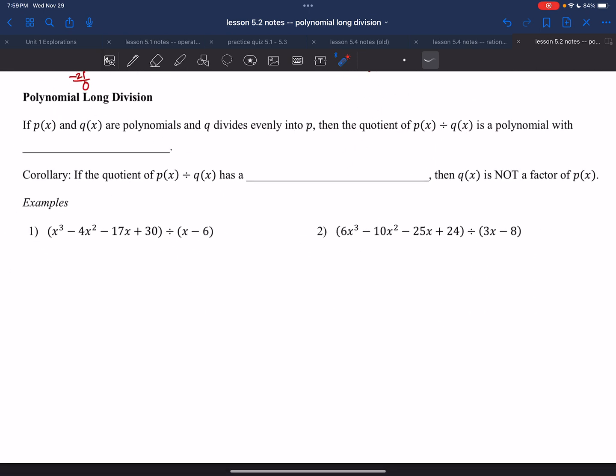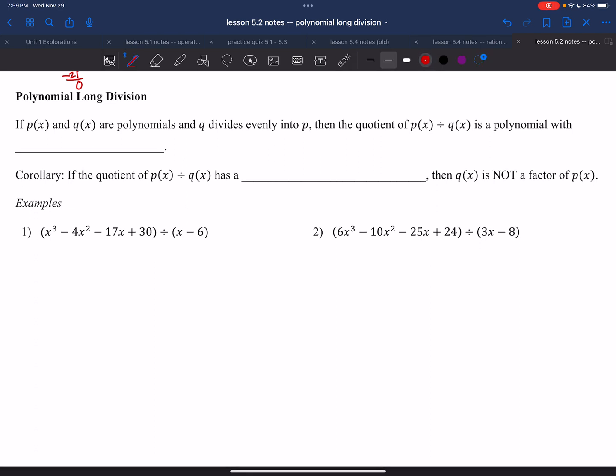So let's look down here at polynomial long division. If I kind of tweak that definition from before, for polynomials, I say P and Q are polynomials, and Q goes into P, that means Q divides P, then the quotient of P divided by Q is a polynomial with no remainder. So the same way an integer won't have a remainder, polynomials won't have a remainder if it divides evenly.